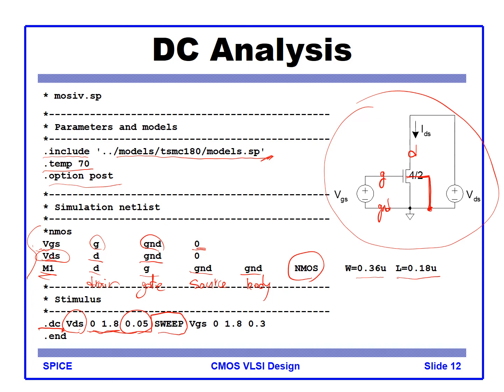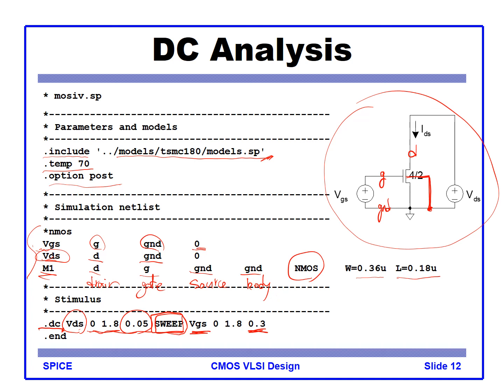There's a sweep command here, right? And then VGS is also swept from 0 to 1.8 with a step of 0.3. So it sweeps the voltage for the node, and then finds the electrical properties of the biasing point of this transistor, for example the current level and the operating point. In order to identify the operating point, we must run the DC analysis.